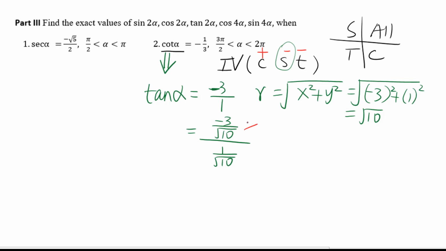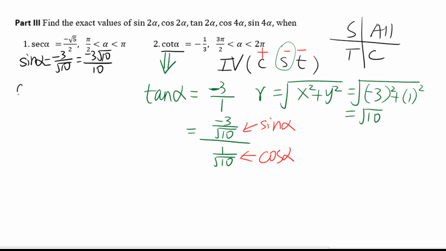We know this is sine alpha, and this is cosine alpha. Here is what we got so far. Sine alpha equals -3 over square root of 10, you can simplify. And cosine alpha equals 1 over square root of 10, that is square root of 10 over 10. For tangent alpha equals -3.